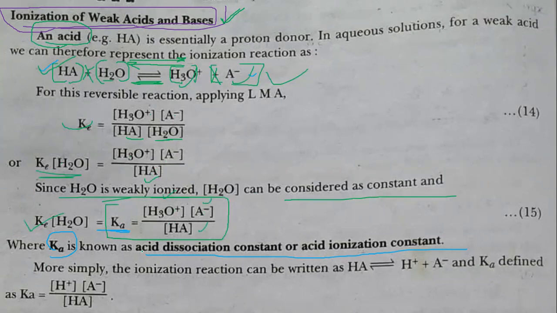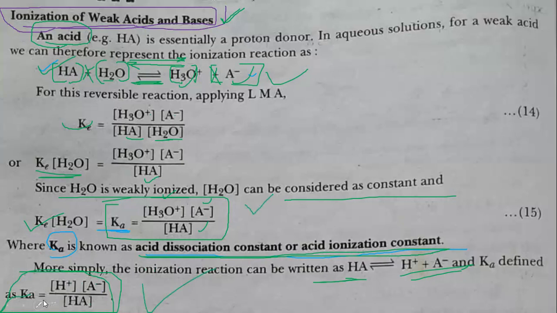Here Ka is called the acid dissociation constant or acid ionization constant. In a simpler manner, HA gives H plus and A minus, so the concentration of H plus into the concentration of A minus upon the concentration of HA can also be shown as Ka. In a simpler form we can show it like this, instead of H plus, here it is the hydronium ion.